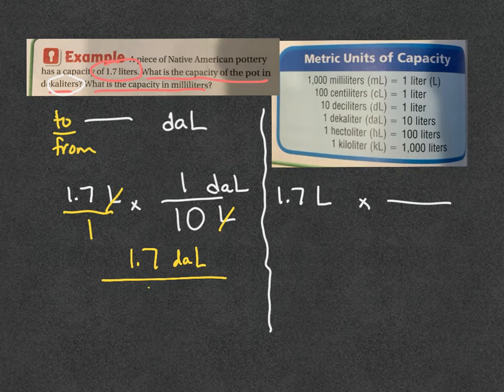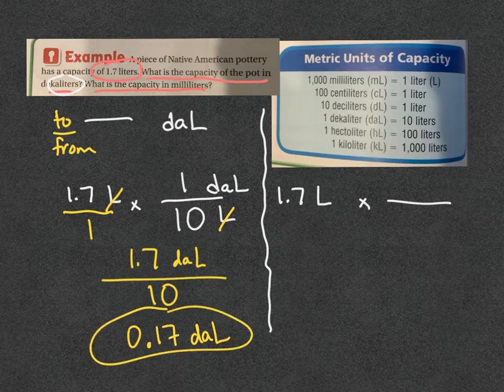And then 1 times 10 is 10, no label. Remember, this divided by this is what we're doing there. I'm doing 1.7 divided by 10. Division means that I'm moving my decimal to the left, and I'm moving it by the amount of zeros I have there. There's 1 zero there. So I would move my decimal over 1 spot to the left. So 1.7 liters is 0.17 deciliters is the answer I get there.